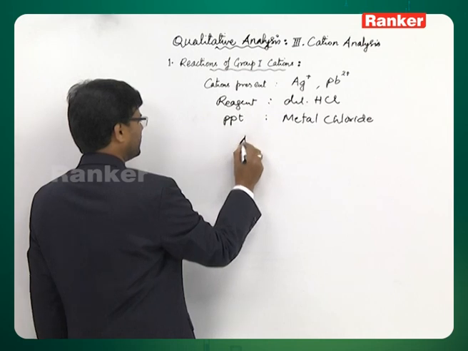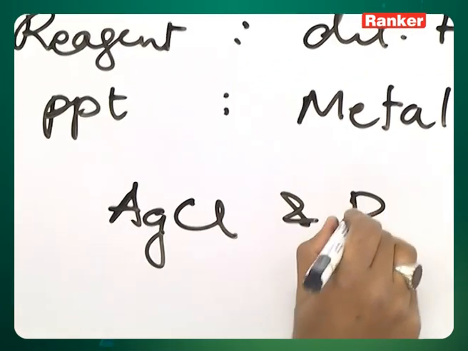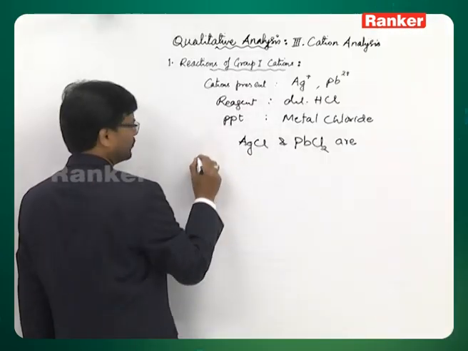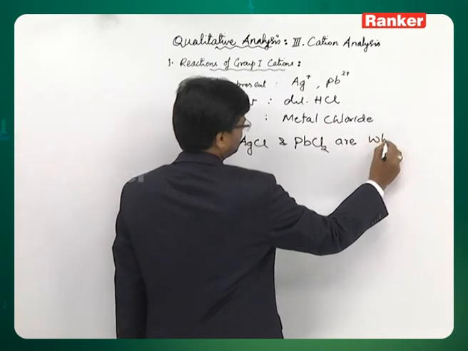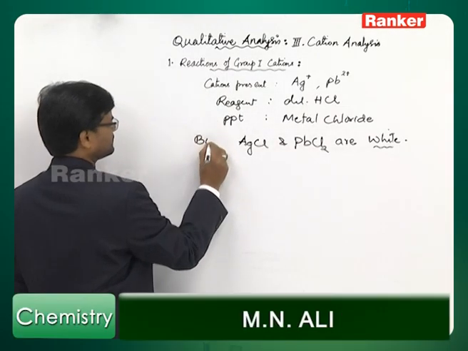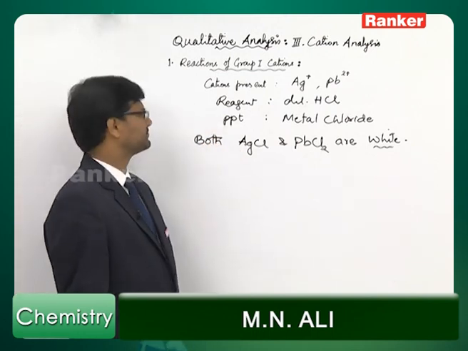And remember, both AgCl and PbCl2 are white. Both are white precipitates. Both AgCl and PbCl2 are white precipitates.